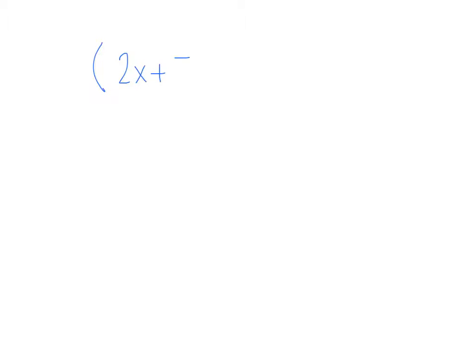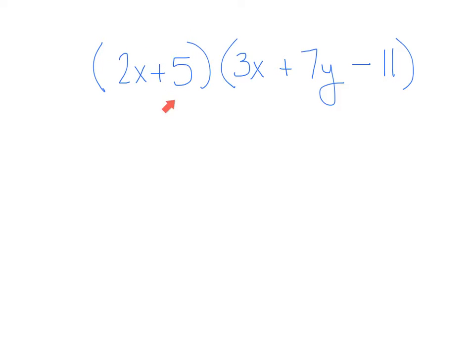2x plus 5 times 3x, let's do plus 7y minus 11. What happens now? Well, now it's the same process. You're going to multiply 2 terms here times all 3 terms here. So you're going to multiply everything in this set of parentheses, this binomial, times everything in this trinomial. So 2 terms times 3 terms, you're going to have 6 terms overall.